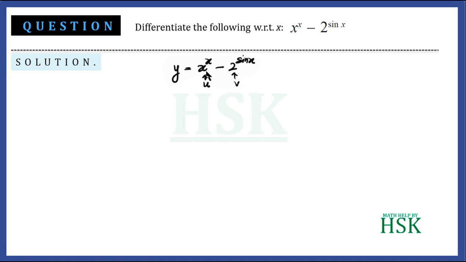So u is equal to x raised to the power of x and v is equal to 2 raised to the power of sine x, and y can be written as u minus v, or dy by dx would be equal to du upon dx minus dv upon dx. So what we are going to do now is calculate the values of du upon dx and dv upon dx separately and place the values here to get the required answer.